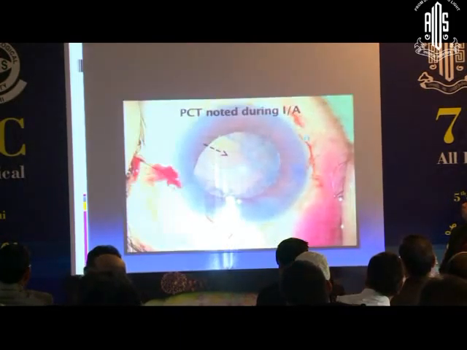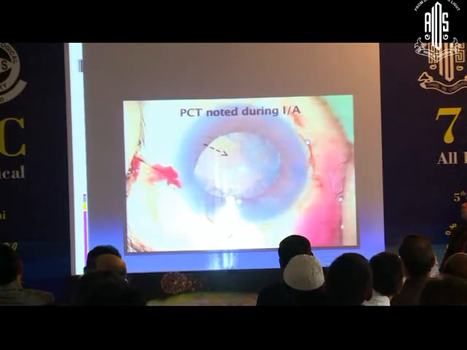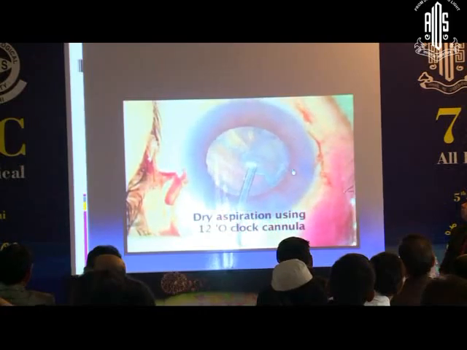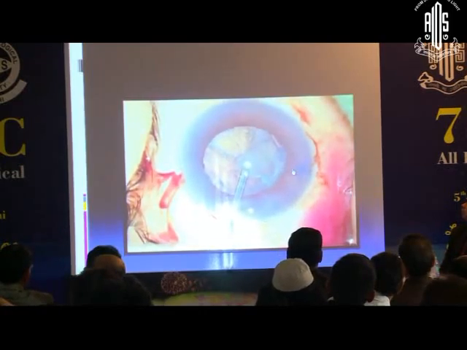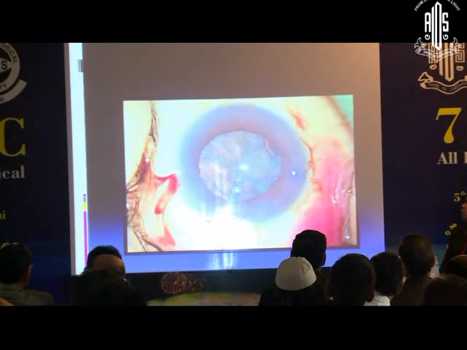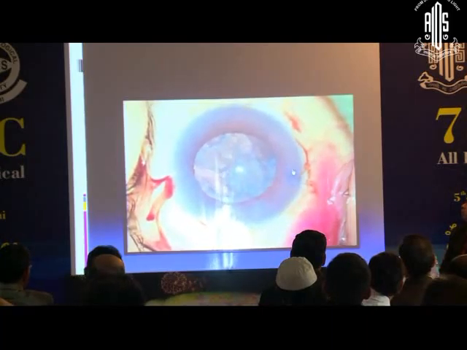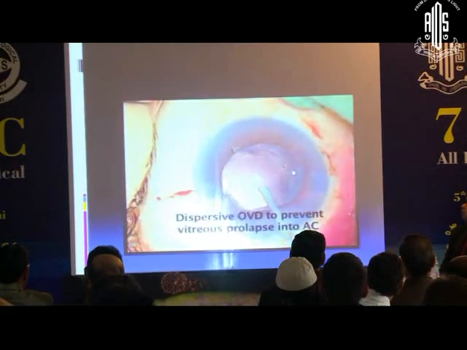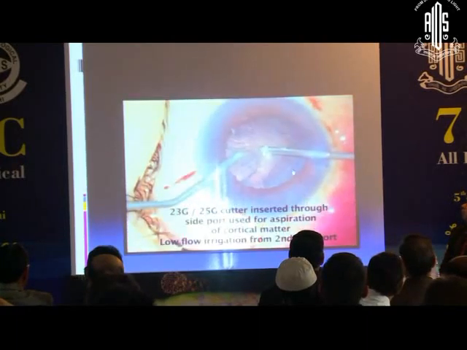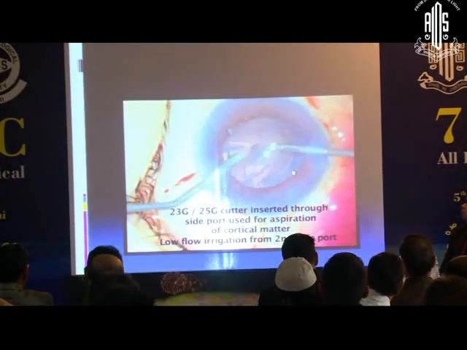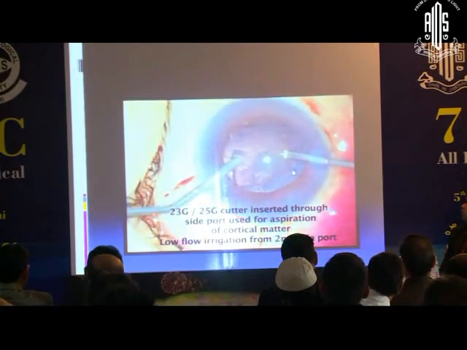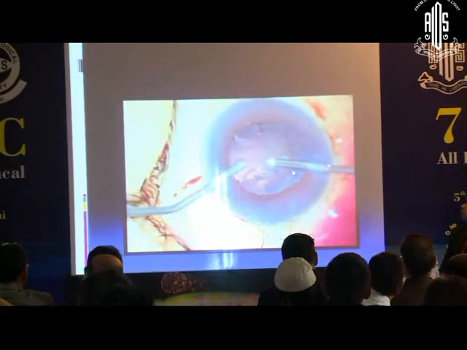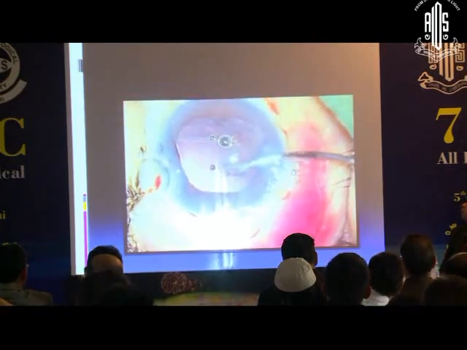This is just a clip showing again a PCR noted during IA. You again use a dispersive agent, do dry aspiration to remove the cortical matter using a 12 o'clock cannula. Again use a cutter to clear the pupillary plane centrally. You can also use a cutter to aspirate the cortical matter, and then in the center when you bring it, you can just cut the cortical matter because it may be mixed with the vitreous.